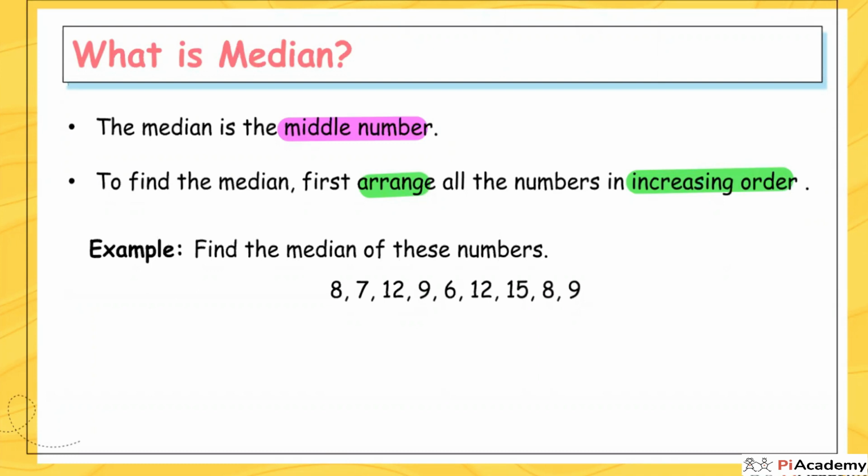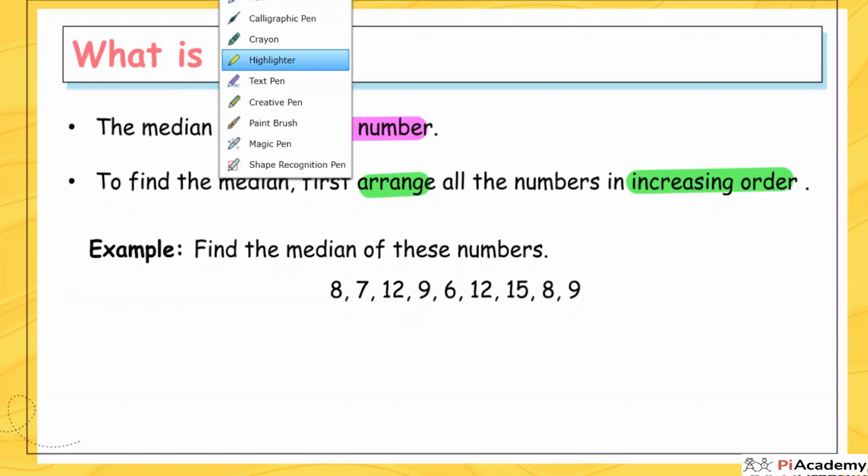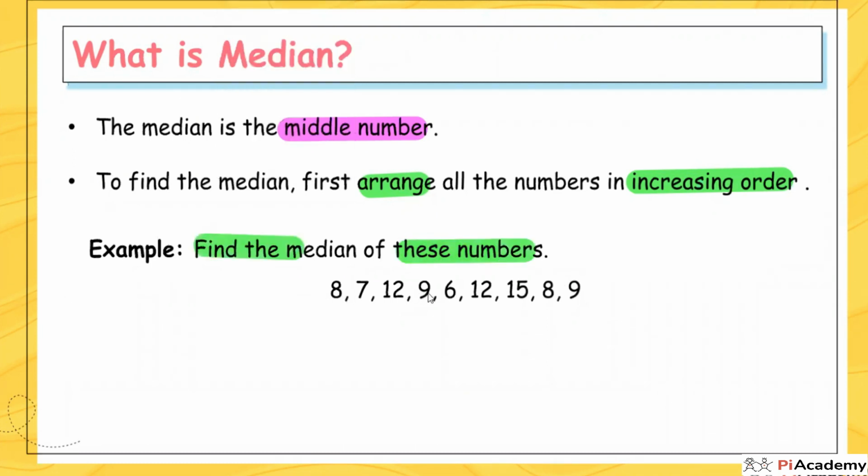Okay, fine. So let's do this question. Find the median of these numbers. The numbers are given here. Now, if you want to figure out what the median is, first of all, you have to arrange them in increasing order. I prefer to use increasing order.